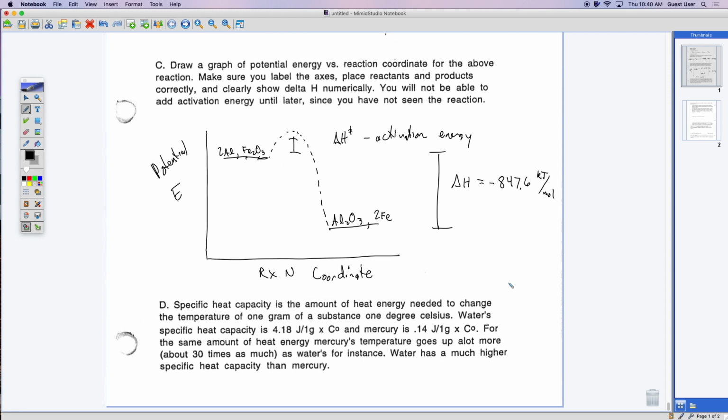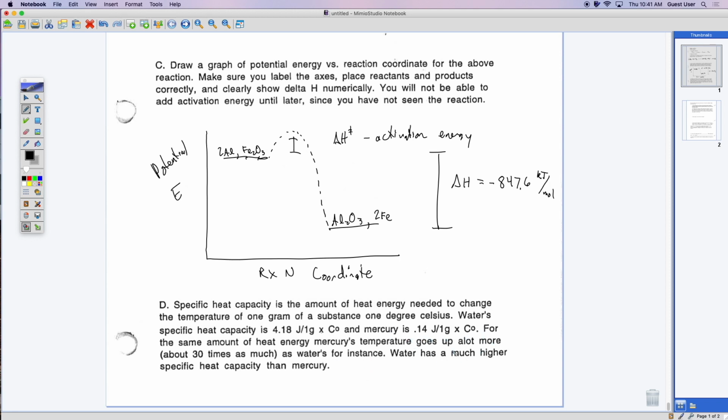Okay. And now the question's on this page. However, the work is on the next page. So, you're going to look at the specific heat capacity as the amount of energy needed to change the temperature of 1 gram of a substance 1 degree Celsius. So like for water, it's 4.18 joule per gram degree Celsius. For mercury, it's 0.14 joule per gram degree Celsius.